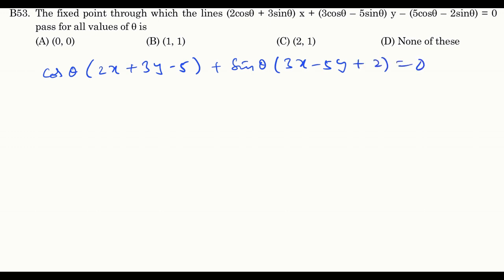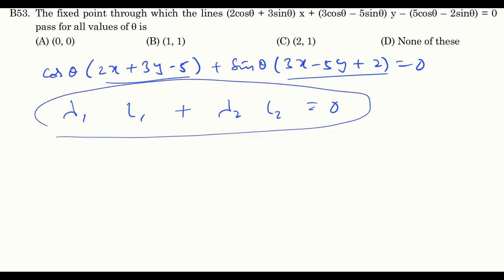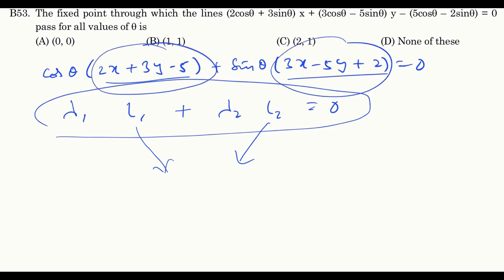In this problem you can see that for different values of theta, the equation gives different lines. Let's first put this in the form lambda 1 L1 plus lambda 2 L2 equal to 0. For that, I'll write it as, taking cos theta common, 2x plus 3y minus 5, and then taking sin theta common, I have 3x minus 5y plus 2 is equal to 0. Now, because it is like lambda 1 L1 plus lambda 2 L2 equal to 0, we know that this represents a family of lines which pass through the intersection of these two lines, L1 equal to 0 and L2 equal to 0. Therefore you simply solve this and this, you will get your fixed point.